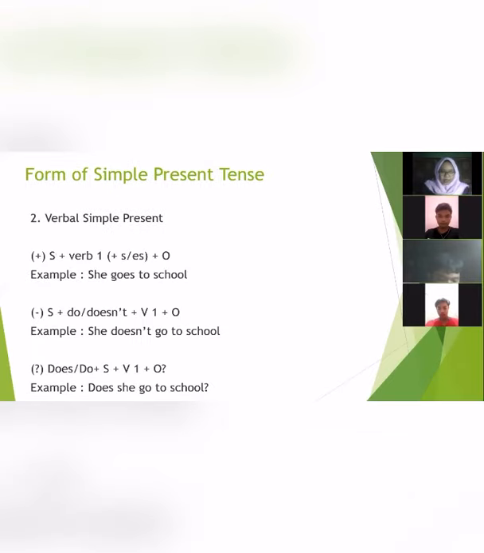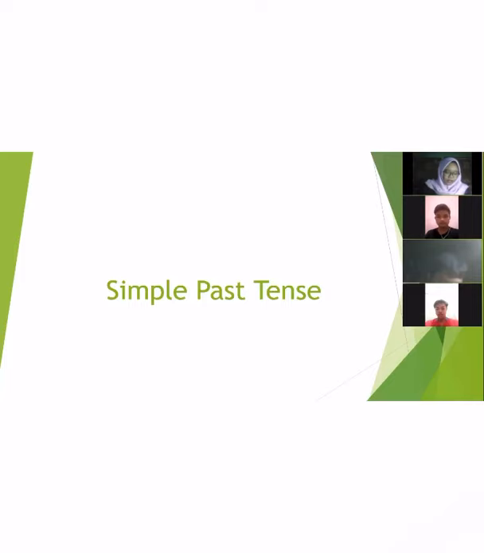The second is for verbal simple present. Positive sentence: subject plus verb 1 plus s or es plus object. For example, she goes to school. Negative sentence: subject plus do or doesn't plus verb 1 plus object. For example, she doesn't go to school. Interrogative sentence: does or do plus subject plus verb 1 plus object. For example, does she go to school? For the next topic, we'll continue with my friend.